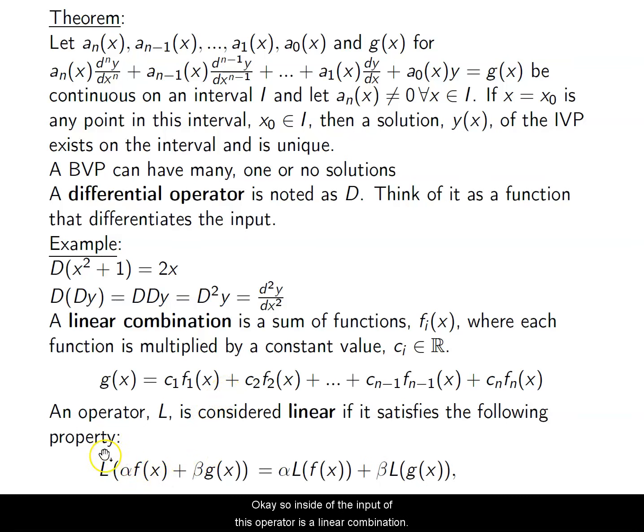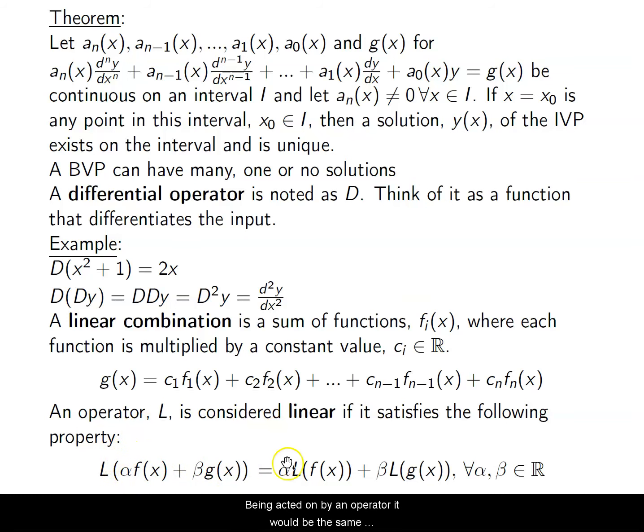Okay, so inside of the input of this operator is a linear combination: alpha times a function plus beta times a function. Alpha and beta are constants, right? C1, C2 up to Cn, these are constants. They're real valued coefficients. So here I have a linear combination being acted on by an operator.